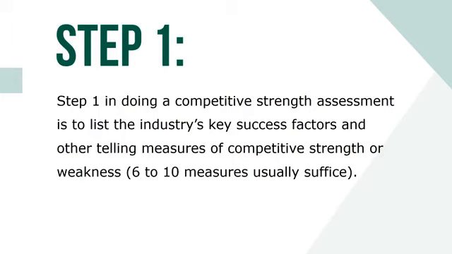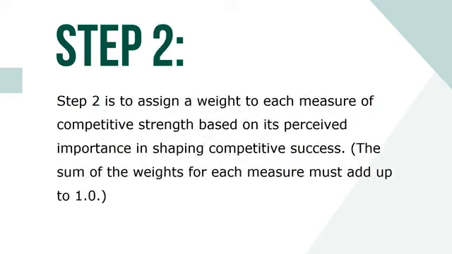Step 1 in doing a competitive strength assessment is to list the industry's key success factors and other telling measures of competitive strength or weakness. 6 to 10 measures usually suffice. Step 2 is to assign a weight to each measure of competitive strength based on its perceived importance of shaping competitive success. The sum of the weights for each measure must add up to 1.